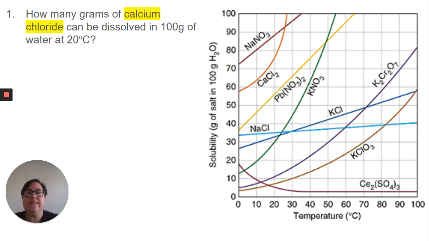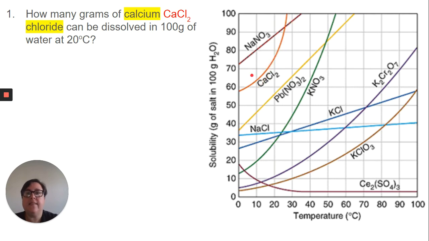So the first thing that I zero in on here is calcium chloride. I have a bunch of curves on the graph. I need to know which one to look at. The substance tells me that. So calcium chloride, take calcium and chlorine, cross your charges, you get CaCl2. So we're looking at this curve right here.